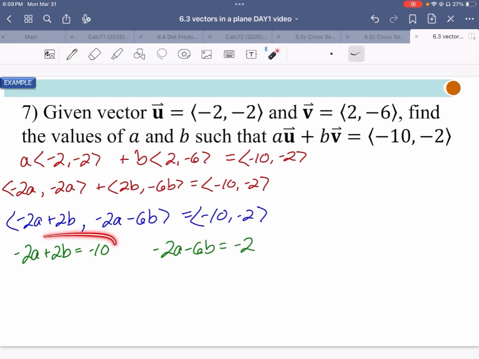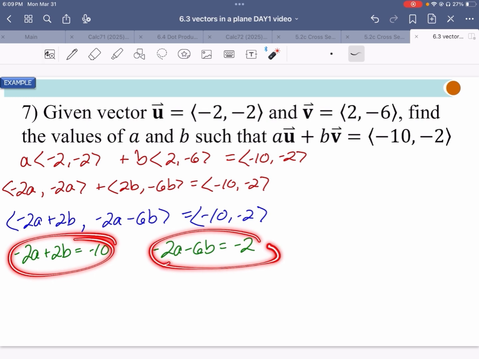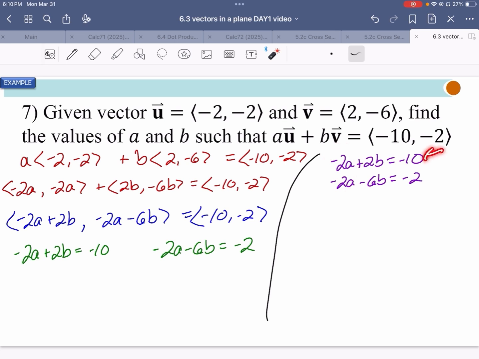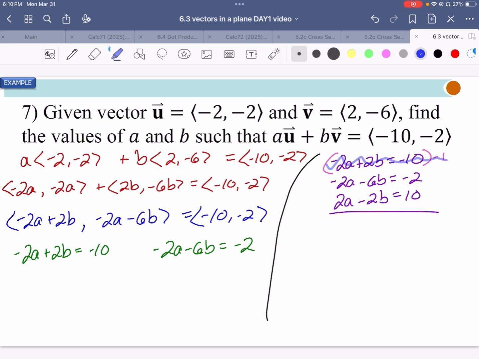You know what we have here? We have a system of equations. We have two equations with two unknowns. So this takes us back to Algebra 1, where we can solve the system using elimination. I'm going to line them up. I'm going to choose to multiply this top one by -1. So now I have positive 2a minus 2b equals 10. I don't need that one anymore. And I'm going to add these two equations, and that's going to give me -8b equals 8. So b will equal -1.